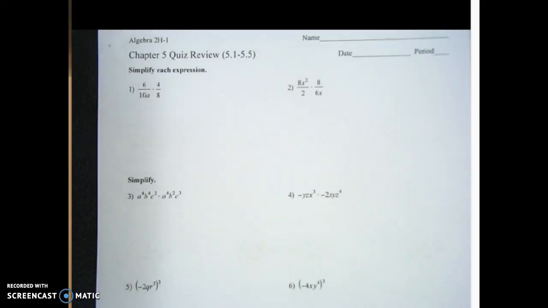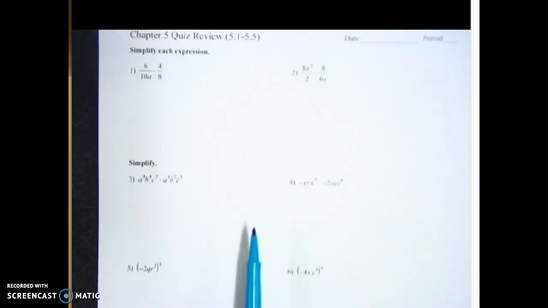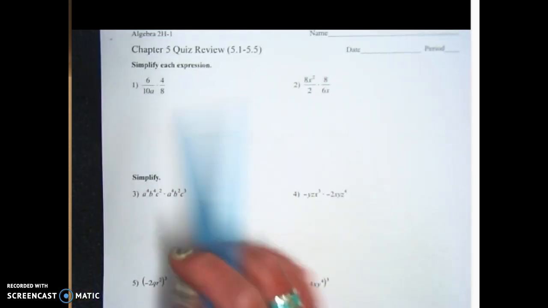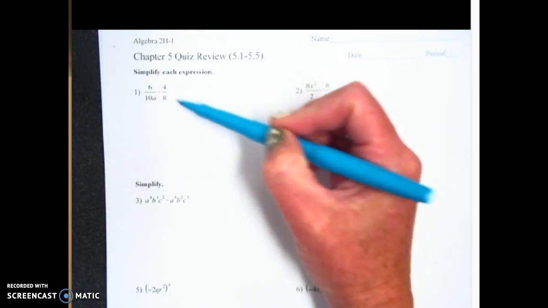We are looking at page 1 and 2 of the Chapter 5 quiz review for Algebra 2. So starting with the first two, number 1 says simplify each expression. So we're going to see if we can reduce or cancel either numerator to denominator or diagonally.